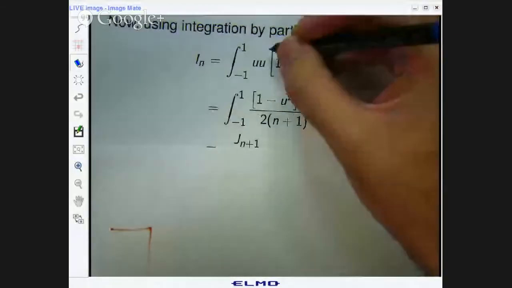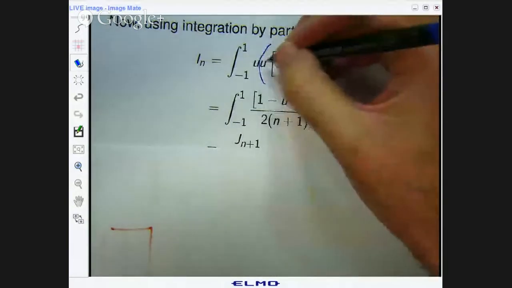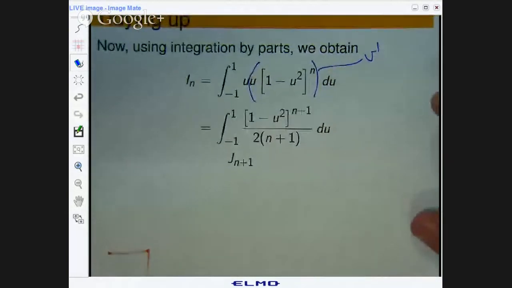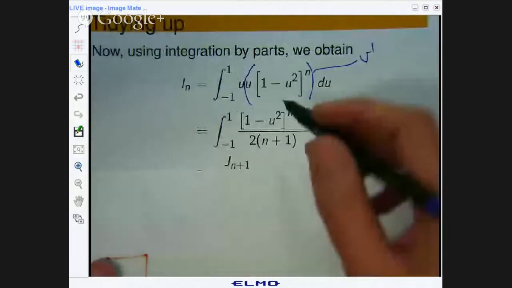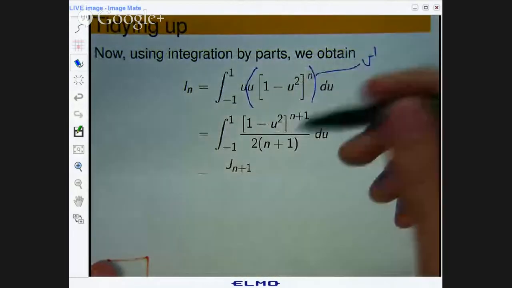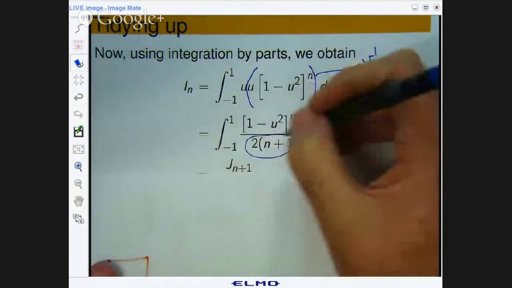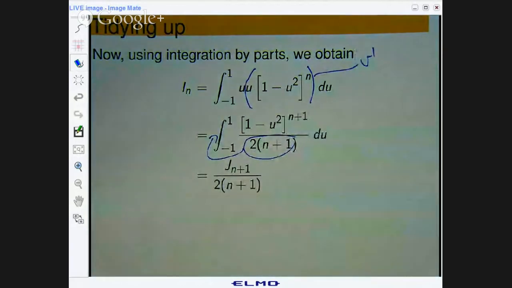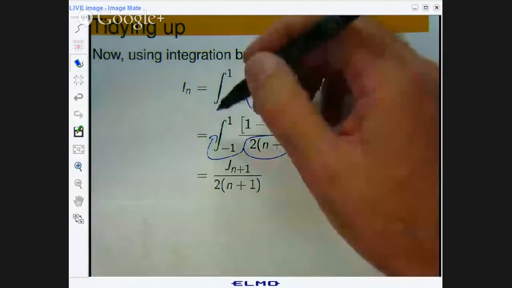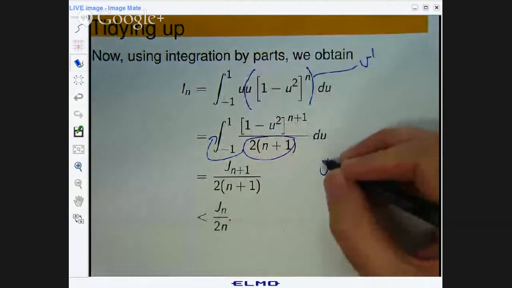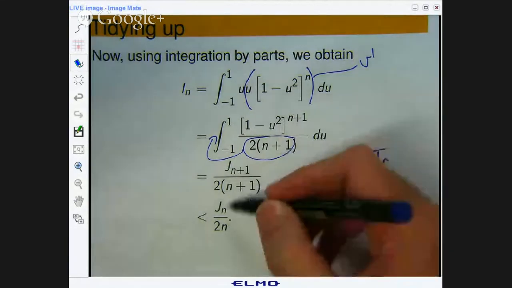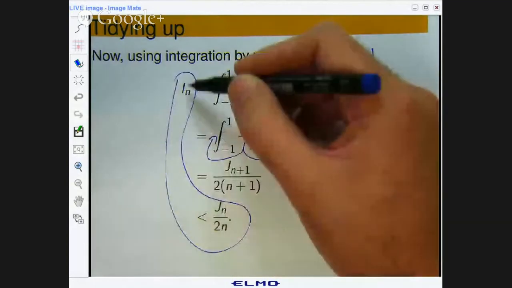So if I write the u squared as u times u, and say that's my v dash in the integration by parts formula, then the first part of the integration by parts formula gives you 0, and the second part gives you this. This can come out the front, and what's left is j sub n plus 1, the Landau integral. Now, you can show that j sub n plus 1 is less than or equal to j sub n. It's not too hard to actually establish that. And so you can now form an inequality on I sub n with j sub n.